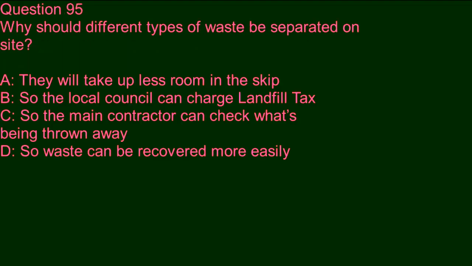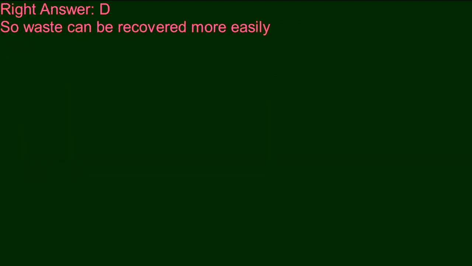Question 95. Why should different types of waste be separated on site? A. They will take up less room in the skip. B. So the local council can charge landfill tax. C. So the main contractor can check what's being thrown away. D. So waste can be recovered more easily. Right answer, D. So waste can be recovered more easily.